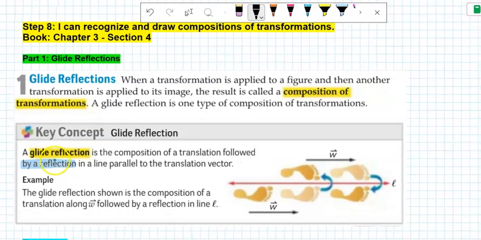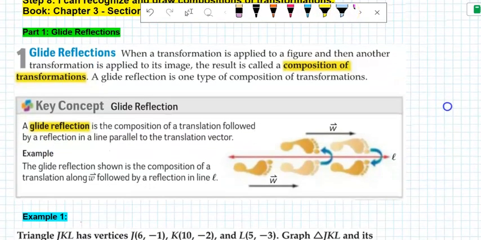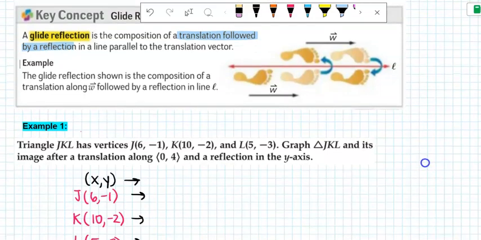So this first one we're going to talk about is what's called a glide reflection. Okay, a glide reflection specifically is when we translate something, our figure, and that is followed by a reflection. So a translation and a reflection is specifically called a glide reflection. Okay, so let's do one of these and get some practice.